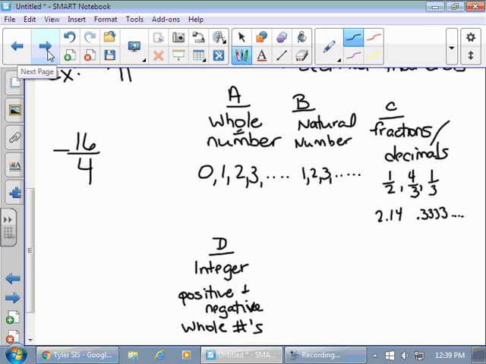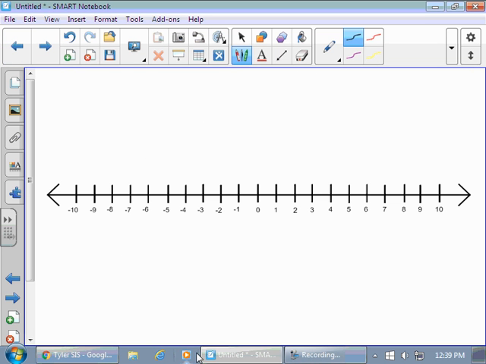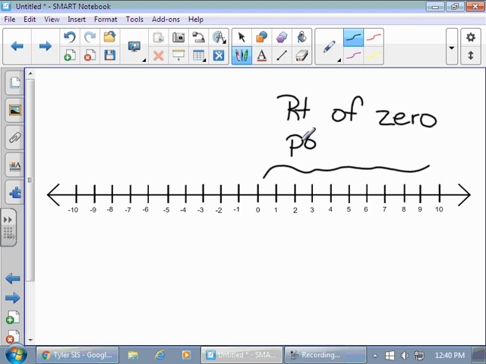Now, we're going to talk about a number line. Now, here's your number line. Now, 0 is going to be somewhere in the middle of your number line. All the numbers to the right of 0 are positive numbers.